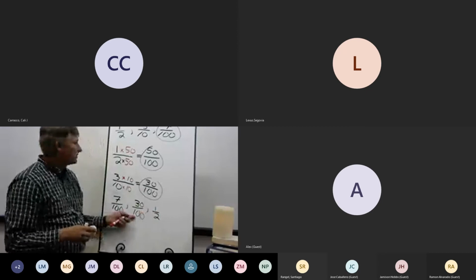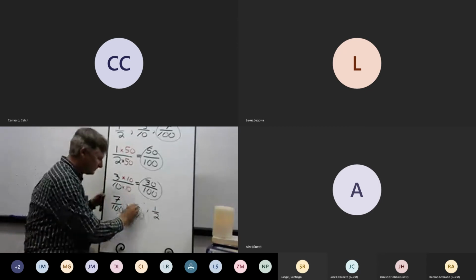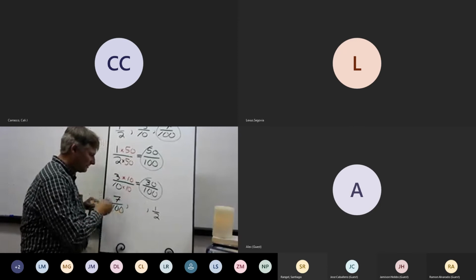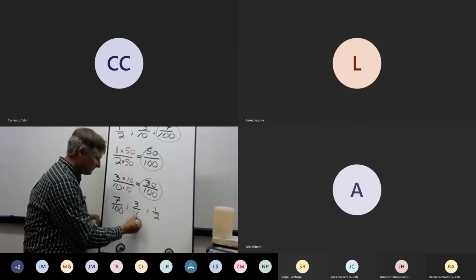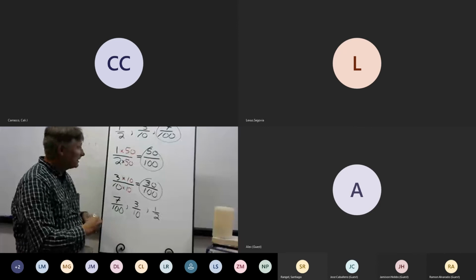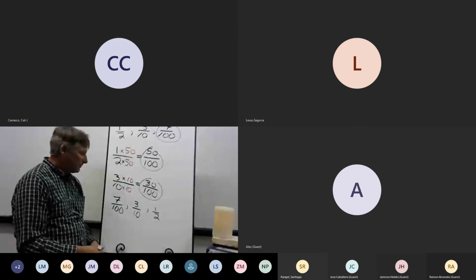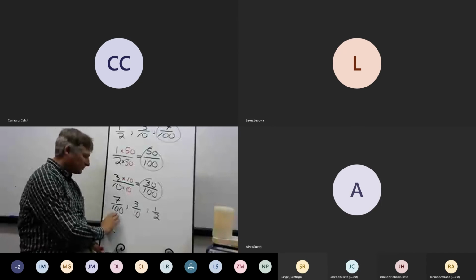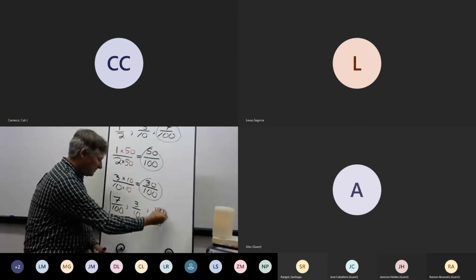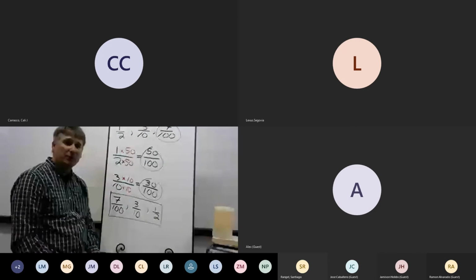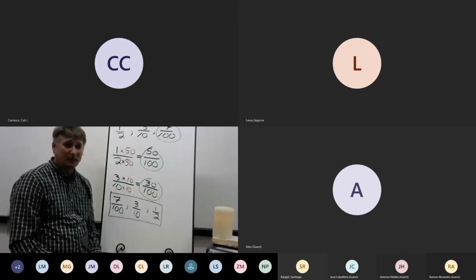And 30 out of 100 is really just 3 out of 10. And then we have 7 out of 100. So if we place these fractions in order from smallest to largest, that's what we're going to get. So any questions about that?